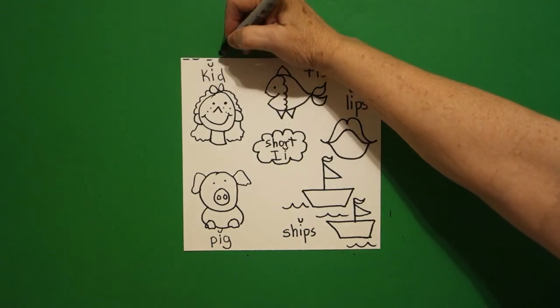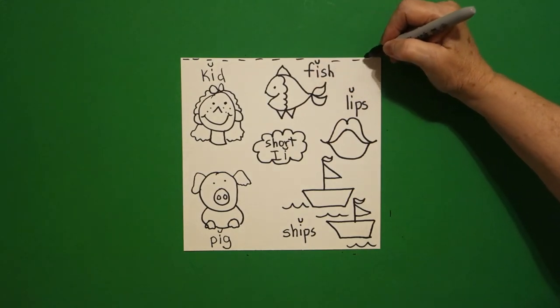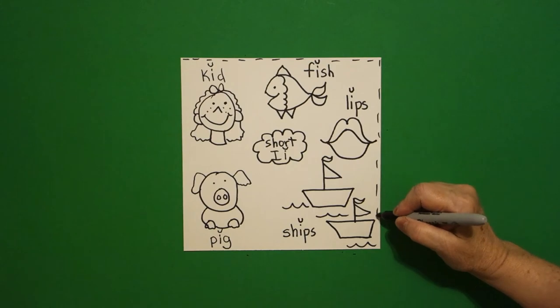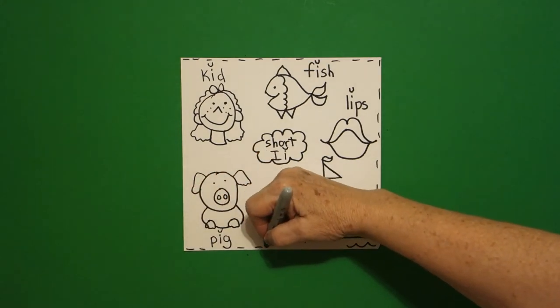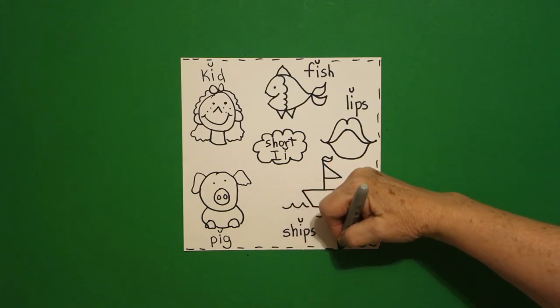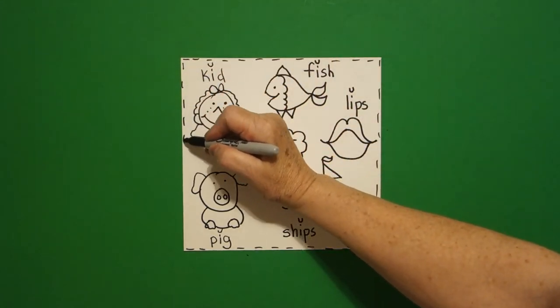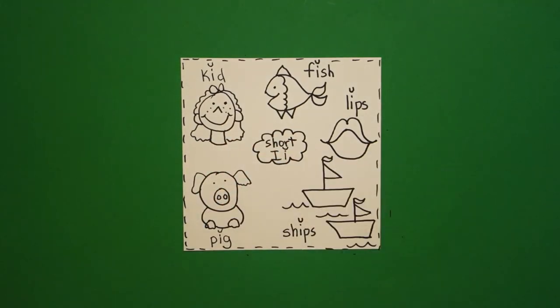Now, I'm not going to forget this time. Put a little dotted line all the way around the edges of your paper so that you have a little border. And this is because you can hang this up for a chart, or it finishes your edges if you want to make this into a book. Okay? All right, let's see how we're going to color this in.